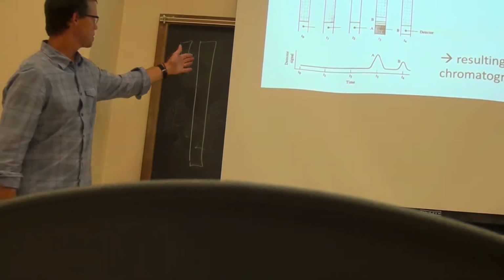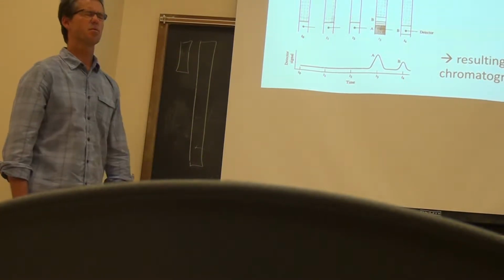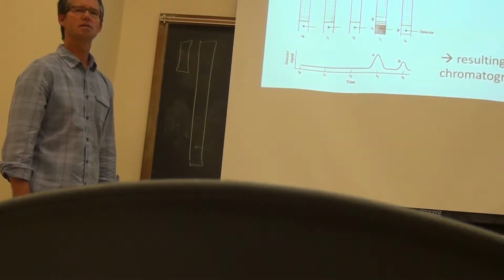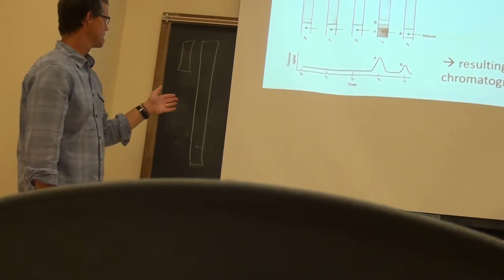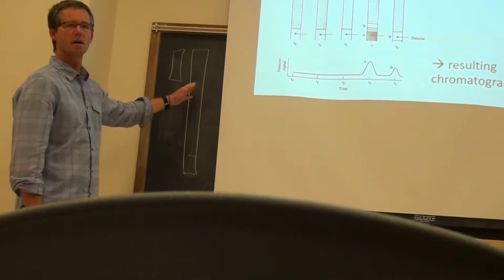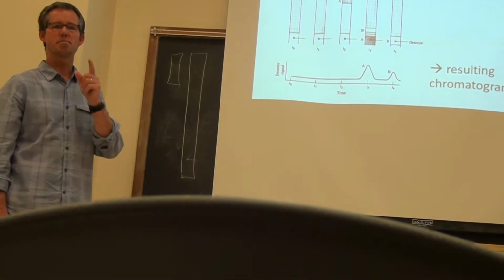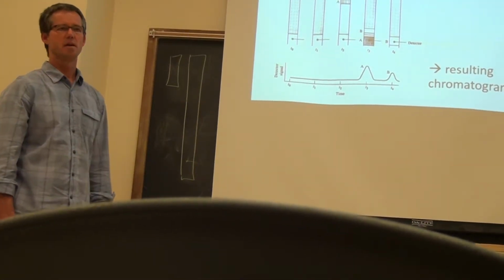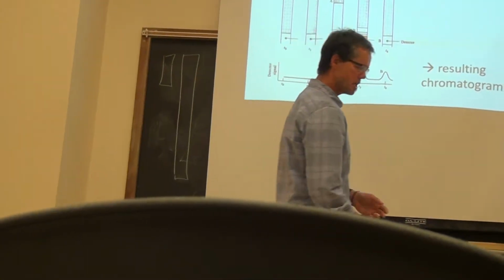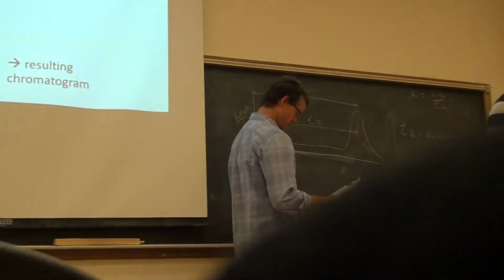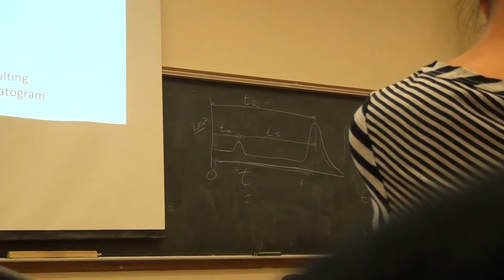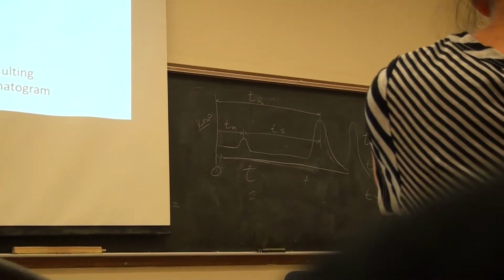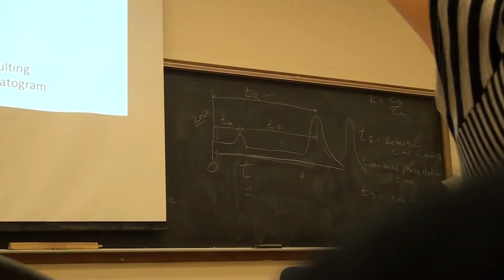In your class, you have a column that I think is 25 centimeters long, which for high pressure chromatographic methods is pretty typical. It'll take you about 20 minutes to separate one sample. And that's going to create some challenges for you in actually conducting the lab in a timely way. And I'll talk about how we're going to approach that.